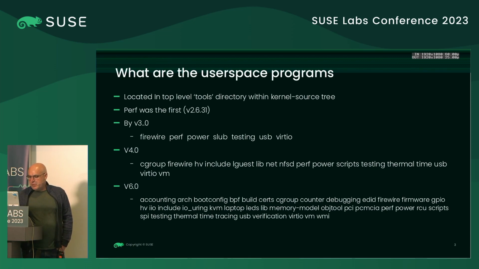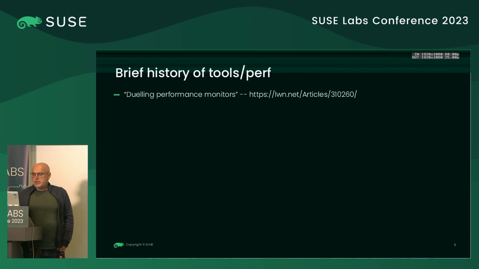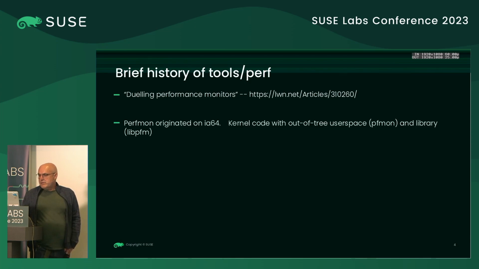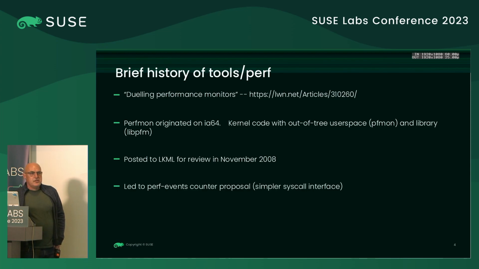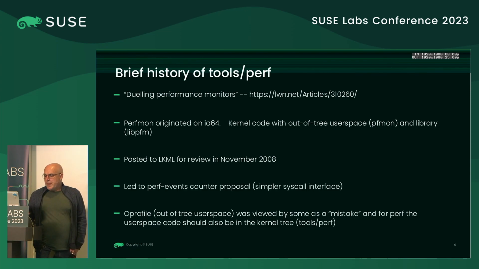And that's somewhat of an interesting thing. So, a brief history of how tools perf came to be. There was what's called the dueling performance monitors; there's an LWN reference there. So perfmon originated on Itanium, and it was kernel code completely out of tree. pfmon was the user code, libpfm was the library. It was posted for review on LKML, which led to the perf events counter proposal.